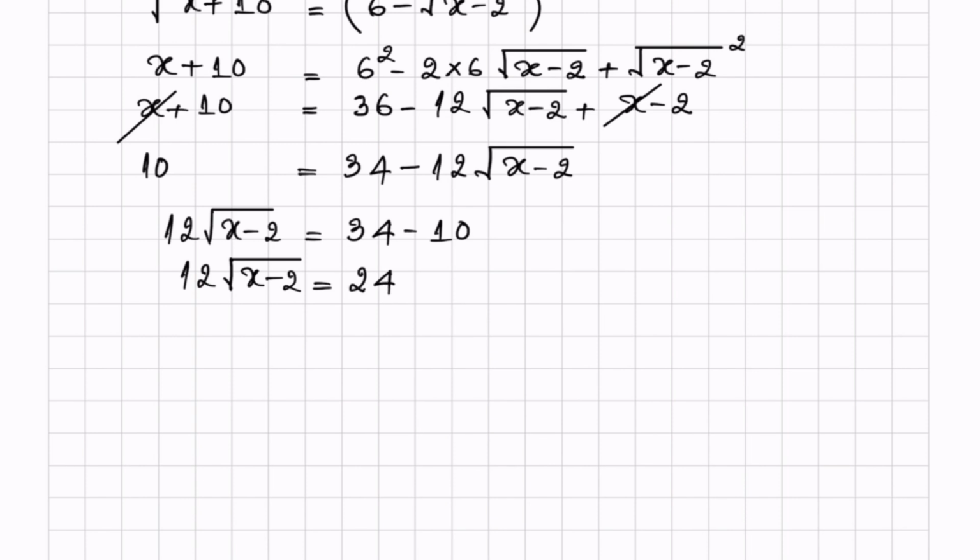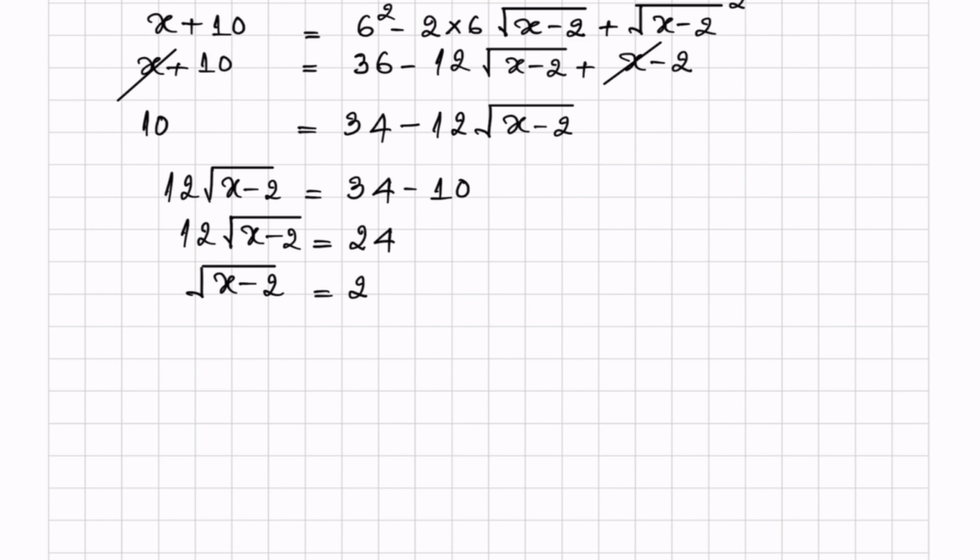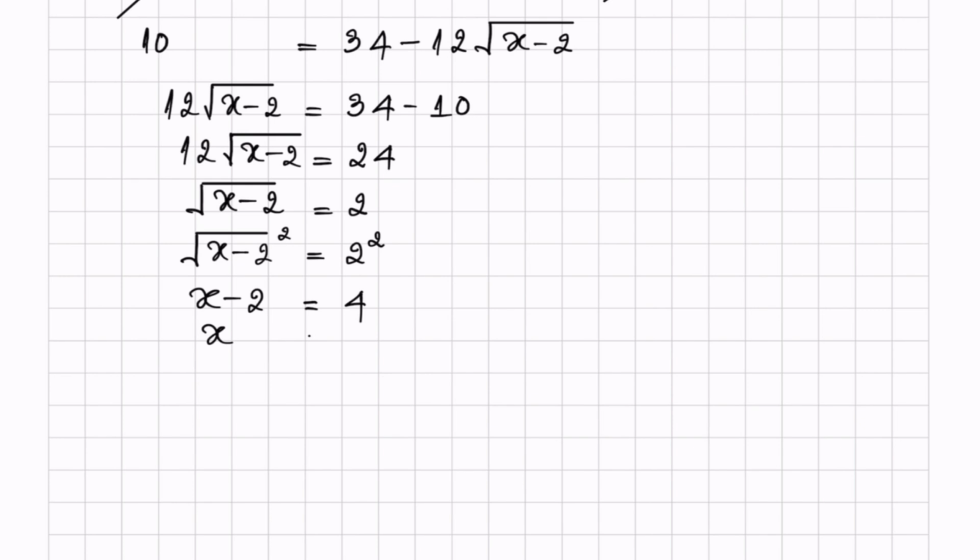Divide both sides of the equation by 12, then we get the square root of x minus 2 equal to 2. The next step, we need to raise both sides of the equation to the square again. Then we get the square root of x minus 2 squared equal to 2 squared. Then x minus 2 equal to 4, and then x equal to 4 plus 2. Then we get x equal to 6.